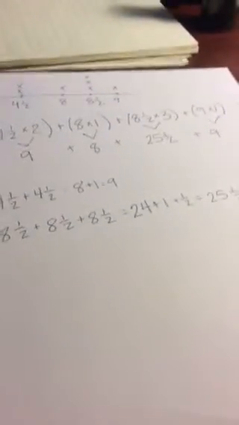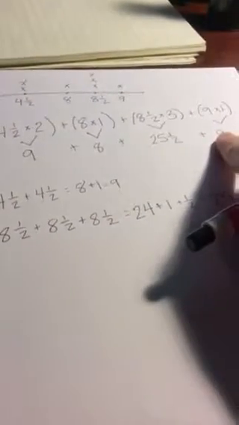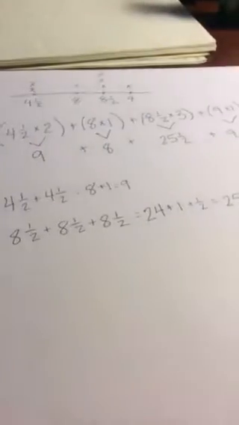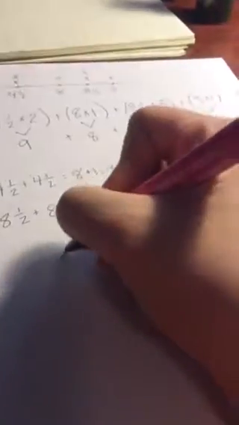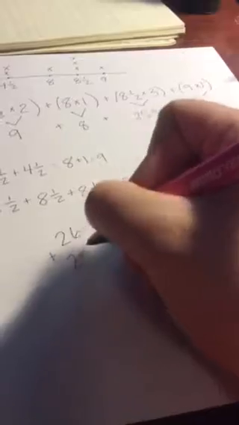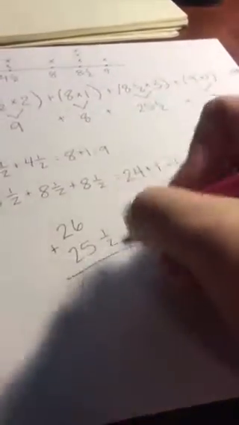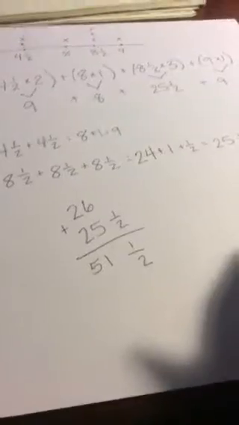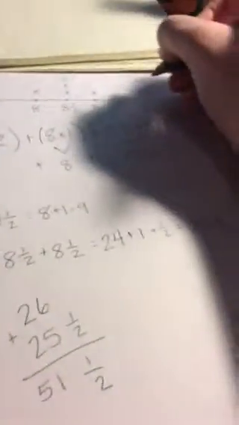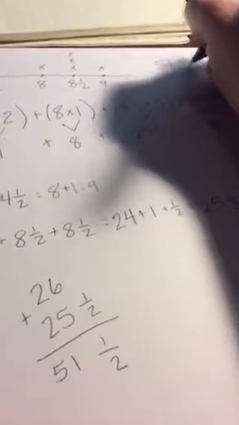Okay, and then my last step is I have to add these 3 numbers together. So I know 9 plus 9 is 18, and 18 plus 8 is 26. And then I need to do 26 plus 25 and a half. That leaves me with my half. And 25 plus 26 is 51. So how far did he ride his skateboard altogether? He rode it 51.5 miles.